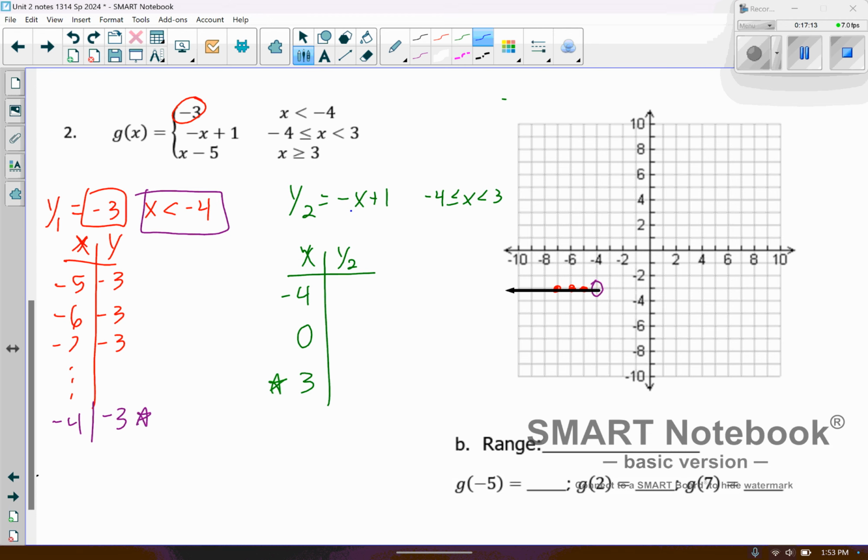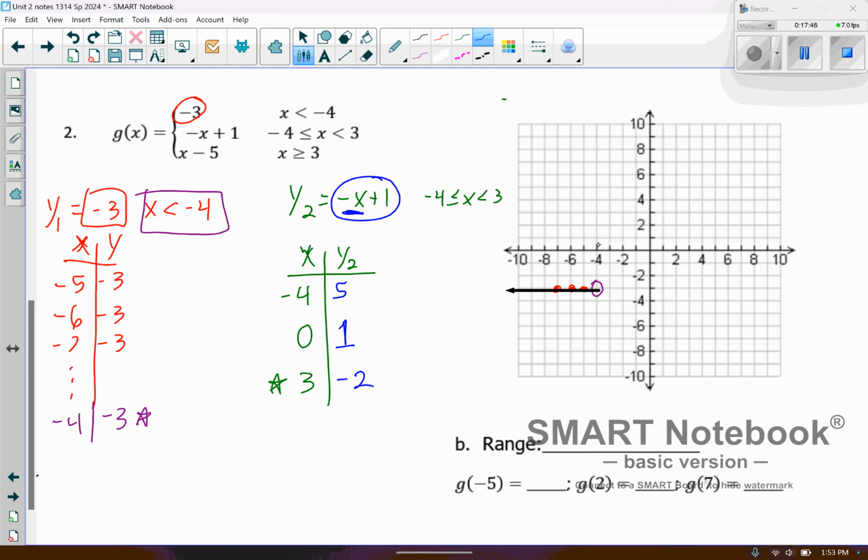So let's see, if I plug in -4 right here, a negative negative becomes positive. 4 plus 1 is a 5. If I plug in 0, -0 is, well, just 0. 0 plus 1 is 1. If I plug in a 3, then it becomes -3 plus 1, which is a -2. Okay, so I'm just taking these x values, plugging them in one by one right here, and I'm just doing the mental math. And I come up with these values.